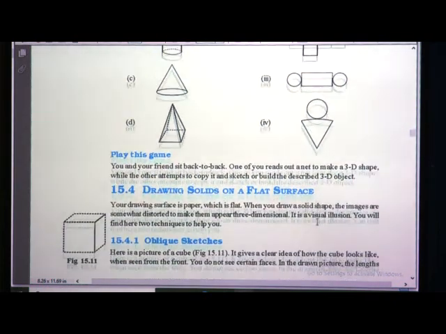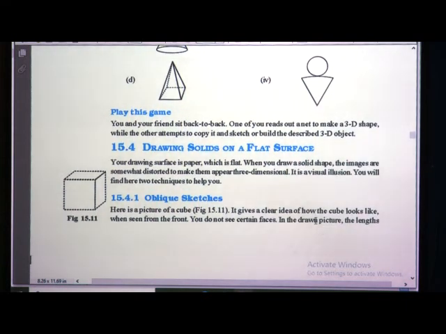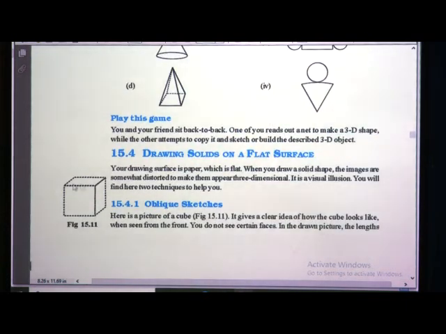Now, we will see drawing some solids on a flat surface. How will it look? Your drawing surface is a paper. Yes, we draw on a paper which is flat. When you draw a solid shape, the images are somewhat distorted to make them appear 3-dimensional. It is a visual illustration.